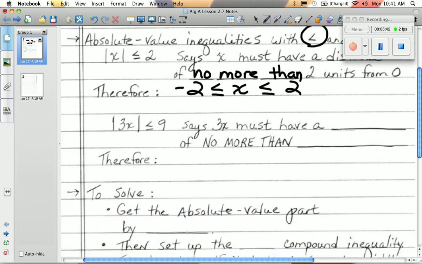Okay, let's look at this next one where it isn't just an x, it's a 3x. It says the absolute value of 3x is less than or equal to 9. So what that's really saying is that expression 3x must have a distance. Remember, absolute value means distance. So if we're going to drop those absolute value bars, we say, okay, well then 3x must have a distance of no more than 9 units from 0.